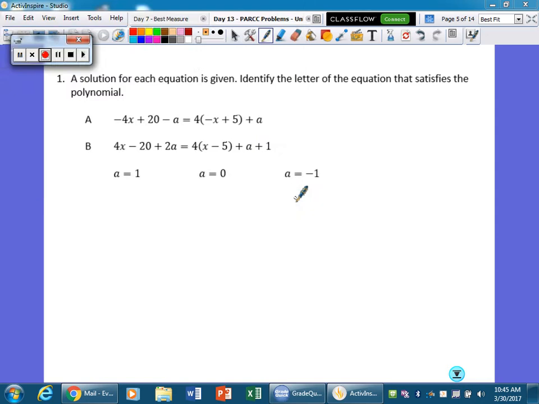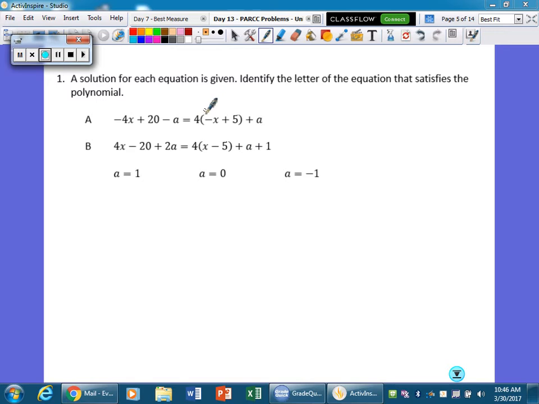Okay, so this is our practice day. What I'm going to do in this video is just get you started on each problem. You're going to be in charge of finishing it and using the first part to help you get the answer. So a solution for each equation is given. That's these down here, a equals, a equals, a equals.